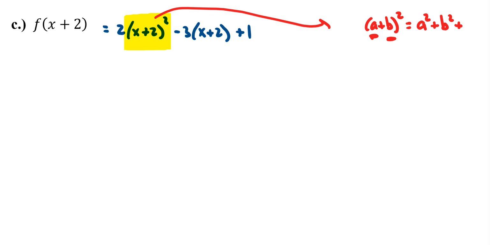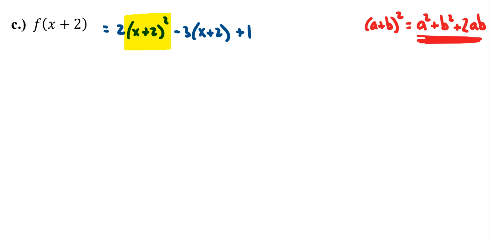But there is a third term. It's both of them multiplied together, a times b times 2. So I highly recommend knowing this shortcut when you have a binomial squared. So let's go ahead and use that shortcut.